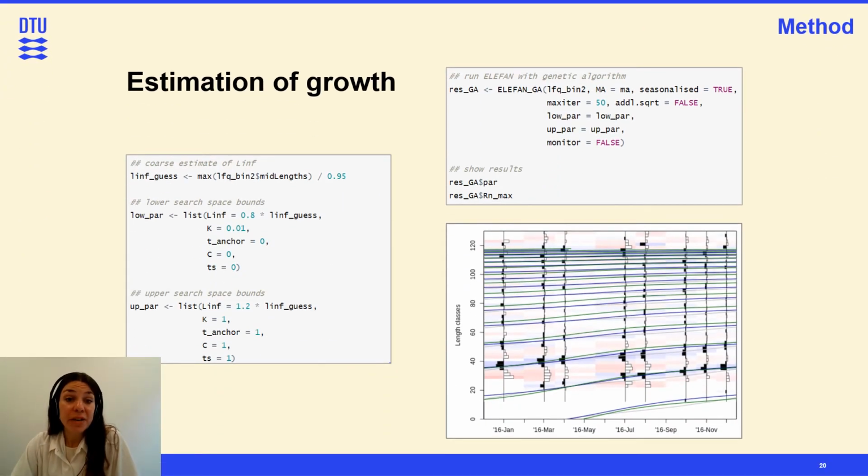With the ELEFAN GA function, it is necessary to identify the lower and the upper bounds of the optimization search space. In this case, the limits for L-infinity are based on the maximum length in the data. All the other parameters are limited to ranges between 0 and 1. Setting this search space is an important step, and it is recommended to do sensitivity analysis to select appropriate bounds. After running the ELEFAN GA algorithm, it is also recommended to visually inspect the results again.